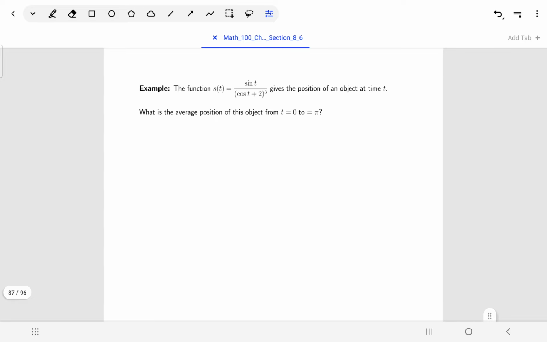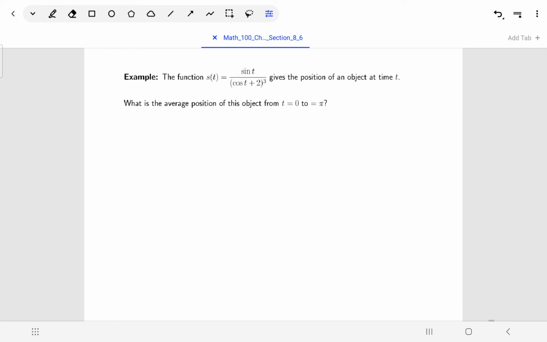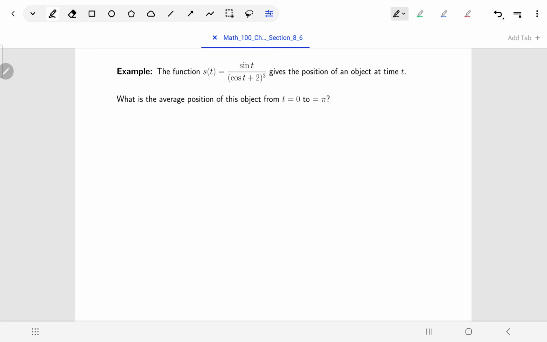All right, we have a position function, and it gives us the position of an object at a time, t, and we wanted to know the average position over an interval. So if I'm looking for the average position, I know that the total position would be the definite integral. The average position we'd find by dividing by that distance between the beginning and the end. So 1 over pi minus 0.